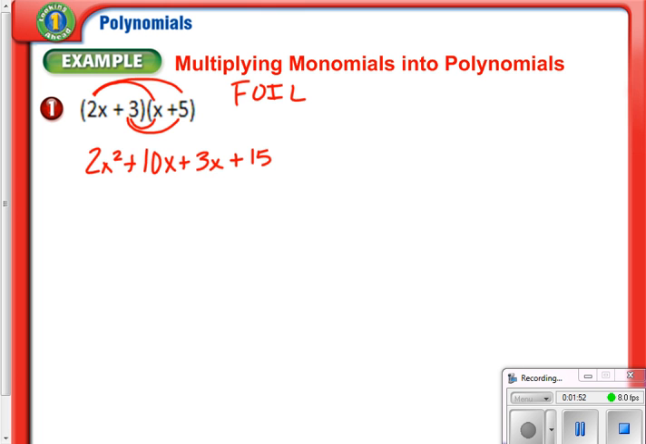Not done yet. We have to go ahead and combine our like terms here. Our like terms being a positive 10x and a positive 3x. I'm going to go ahead and write it out in standard form. So standard form, I'm going to start with my highest degree, which would be 2x squared. Combine the like terms, positive 10x plus 3x gives me 13x, and we'll drop down 15. So that's my answer there for question number 1 after multiplying those two binomials.